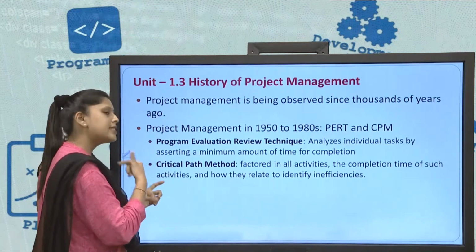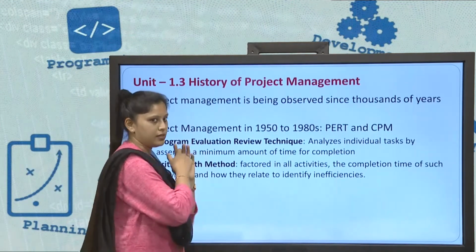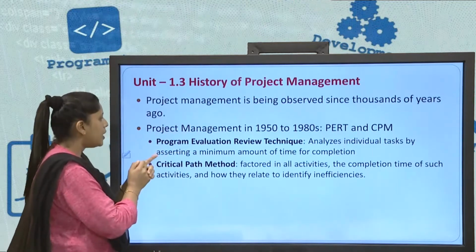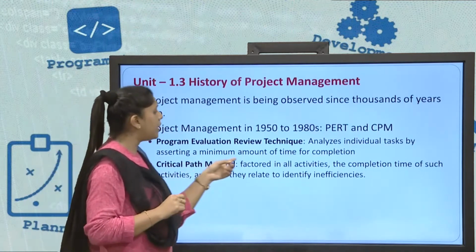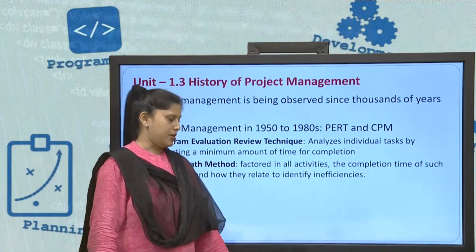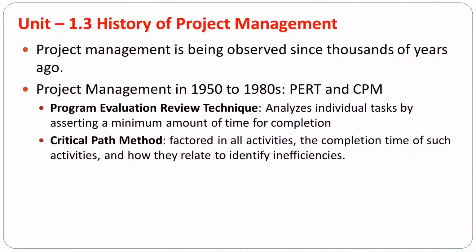Now the second is CPM. CPM is usually known as Critical Path Method. It factors in all activities, the completion time of such activities, and how they relate, to identify inefficiencies. Now what it does is, it is factored for all the activities together.